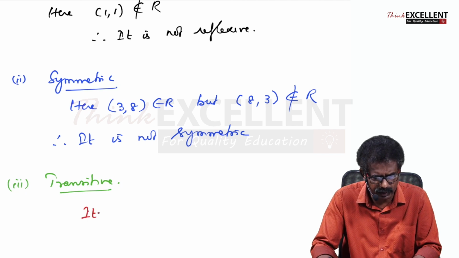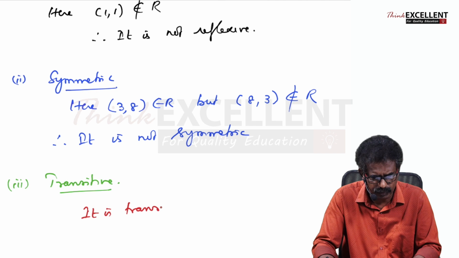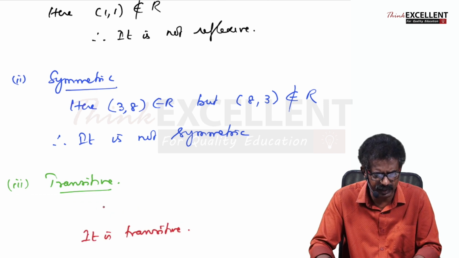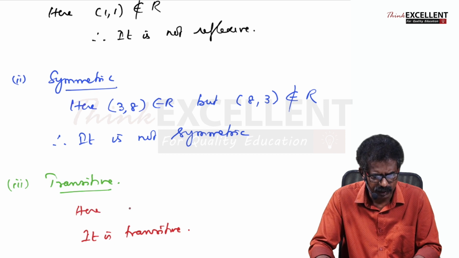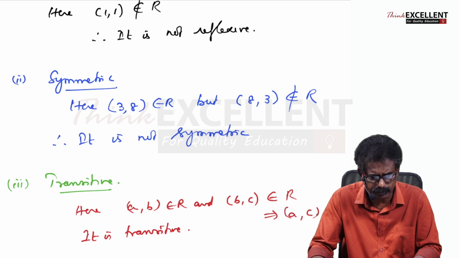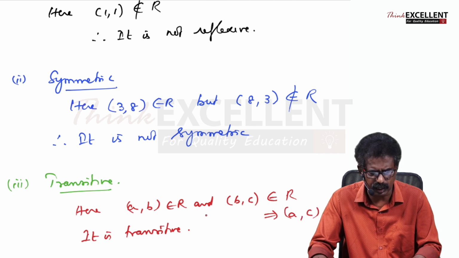So it is transitive. If you want, you just say the definition of transitive. Okay, so here A is related to B, and B is related to C, which implies A is related to C. That is, (A, C) belongs to R.